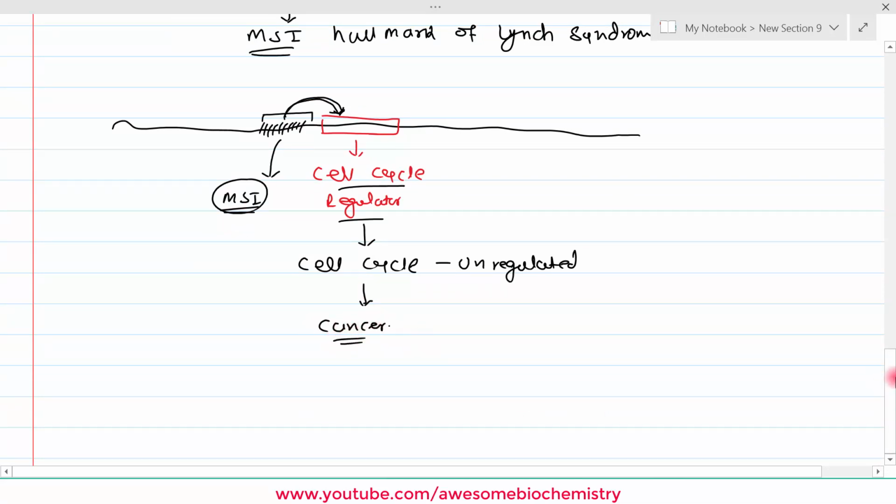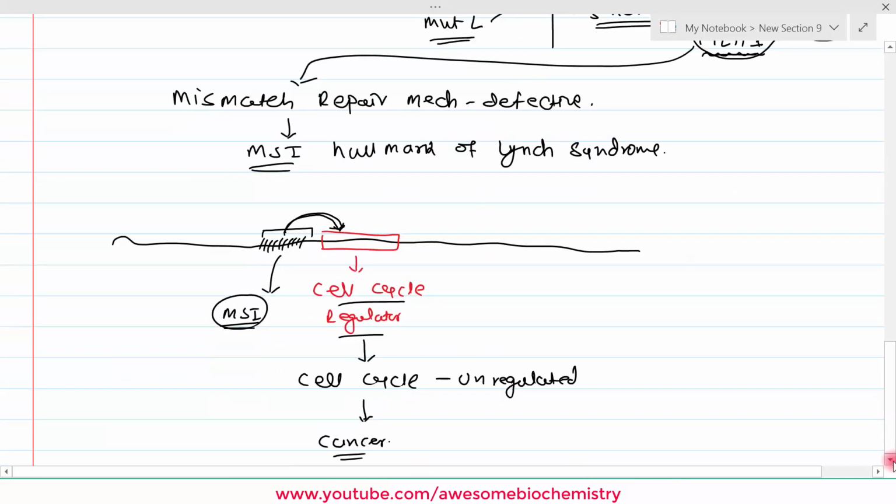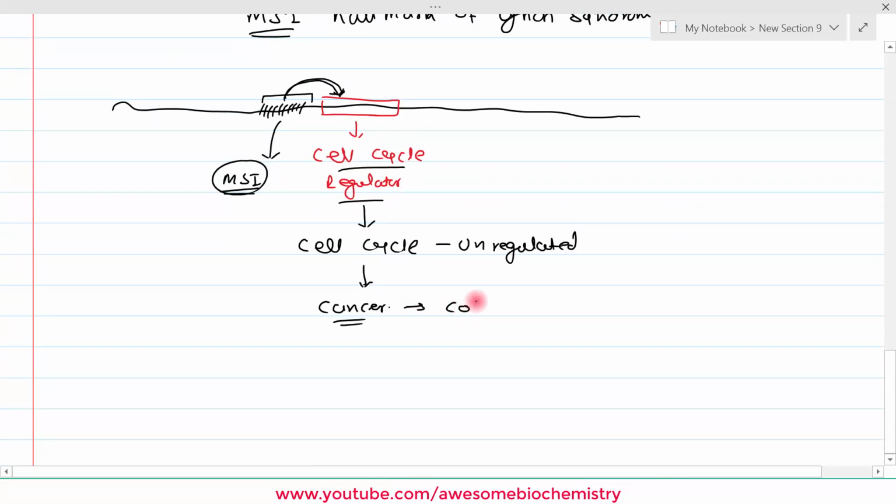So in Lynch syndrome, a variety of cancers occur, and the most common of that is colon cancer, and hence the second name, HNPCC, hereditary non-polyposis colorectal cancer, is given. But remember, it is not only colon cancer. Sometimes there may be ovarian cancer, sometimes endometrial cancer, sometimes stomach cancer. All these different cancers can be seen, but the colon remains the hallmark of Lynch syndrome.